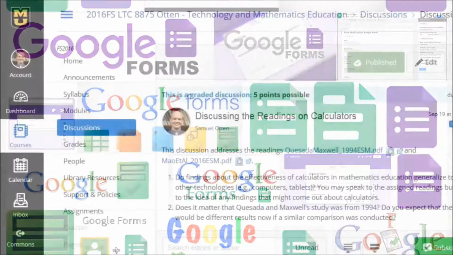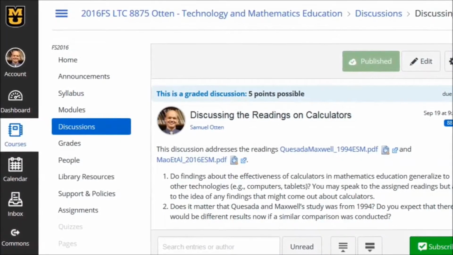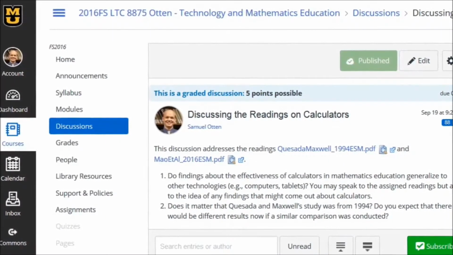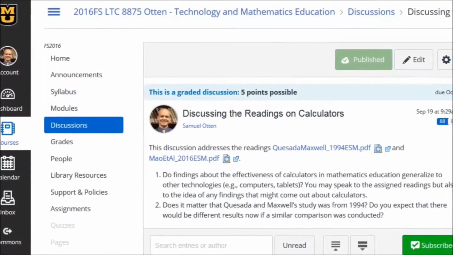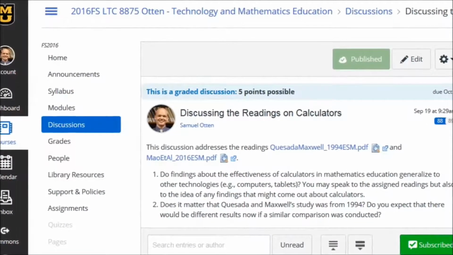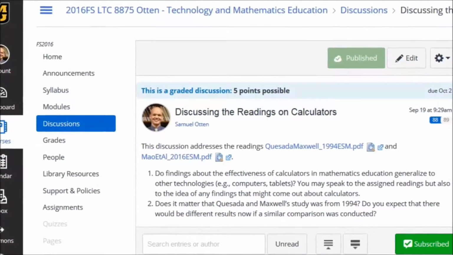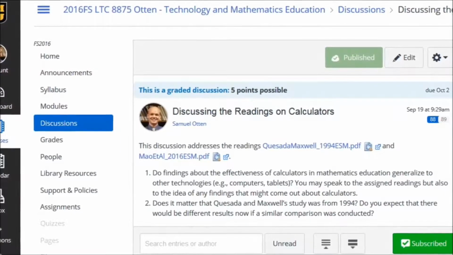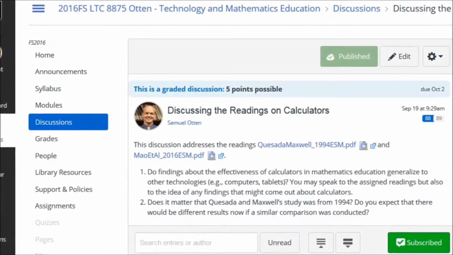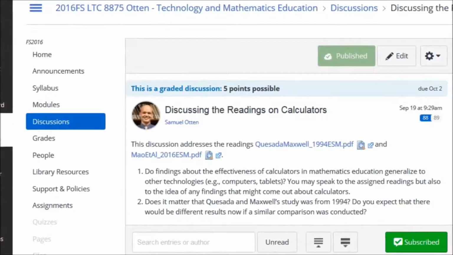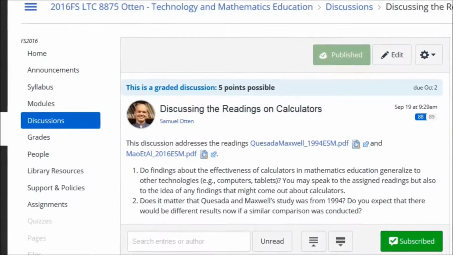But we also want to bring up some ideas that came up from the last unit. So there was a discussion that you had on your readings that were about calculators. So we had two studies that dealt with calculators, and one of the big questions was, do the findings from those studies, and those studies being about calculators, do the findings generalize to other technologies? So like tablets and software and smartphones and other things. If we find something out about how calculators work, does that generalize to all digital technology in general?